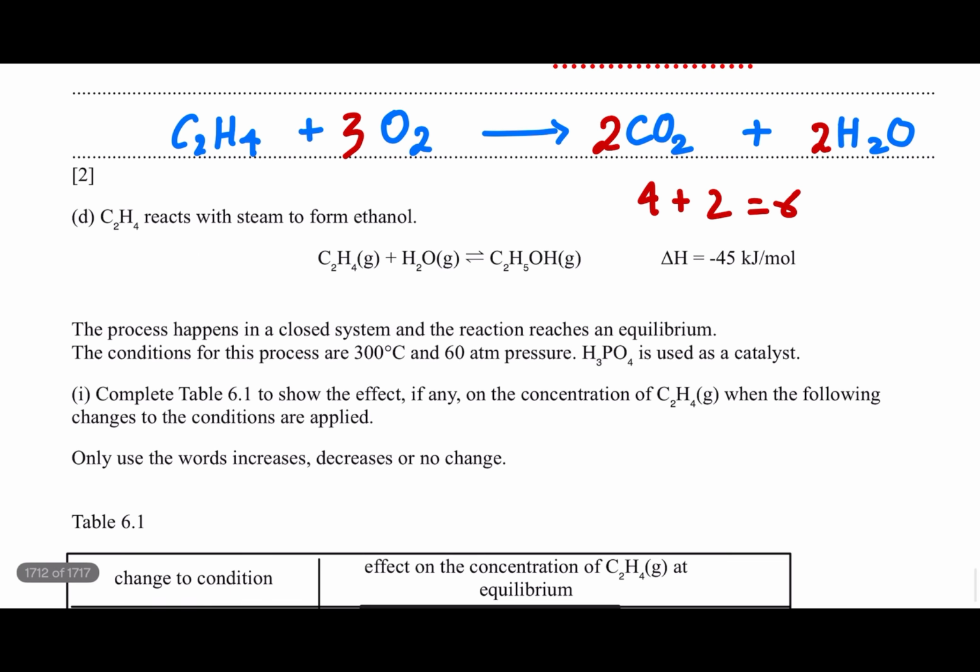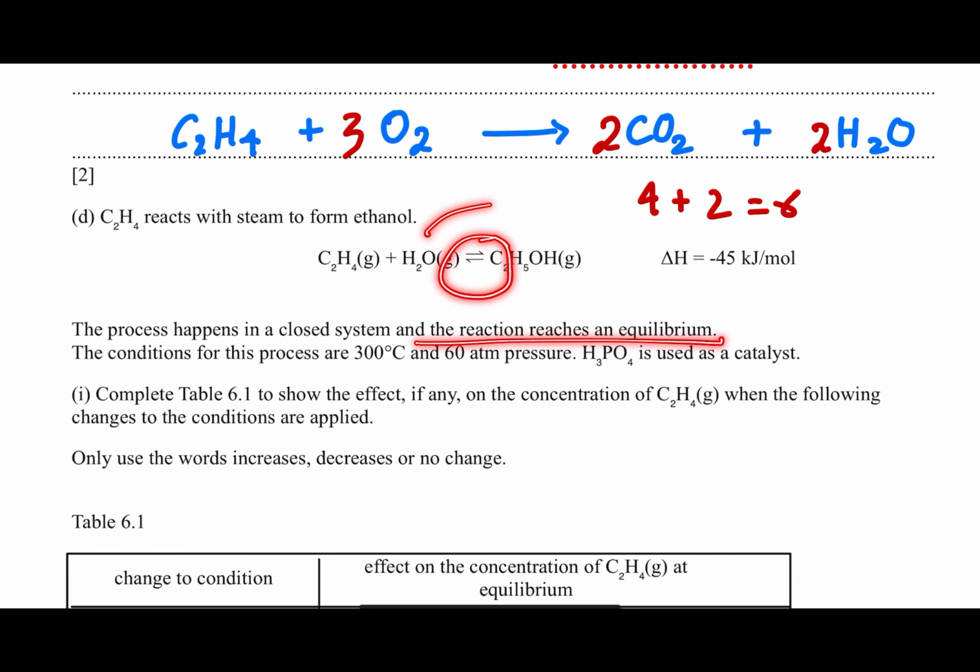I guess we're done. Okay, C2H4 reacts with steam to form ethanol. That's what we know. And the conditions for the reaction are 300 degrees Celsius temperature, 60 atmospheric pressure, and H3PO4 as catalyst. The process happens in a closed system and the reaction reaches equilibrium.